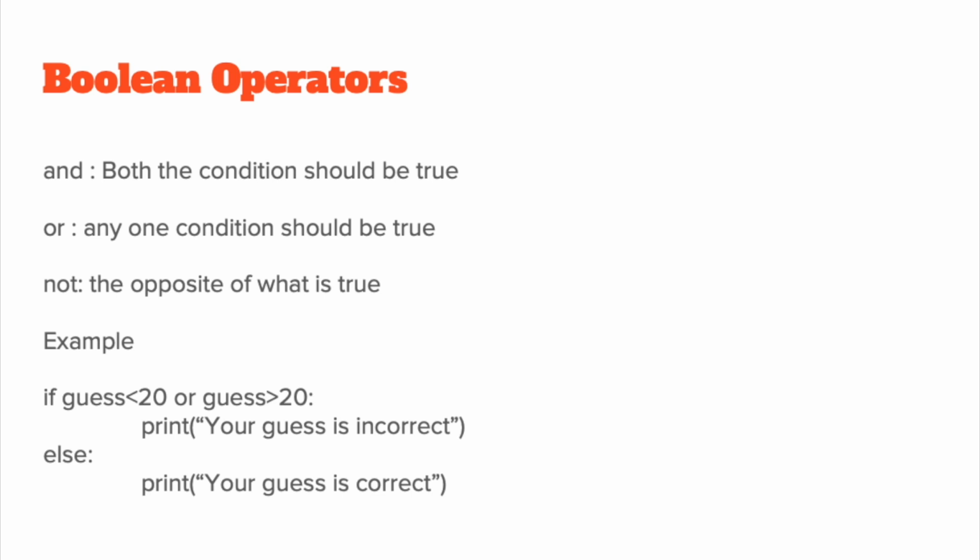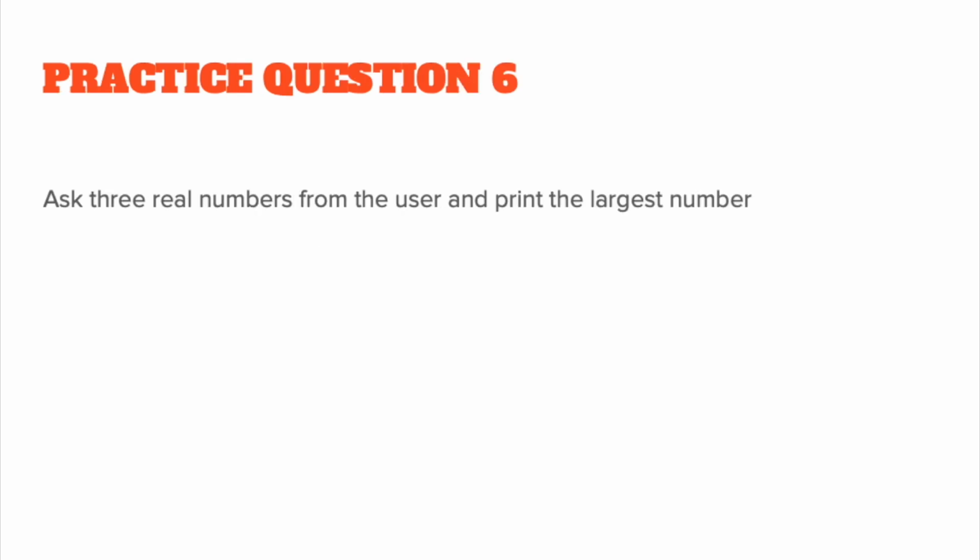Because if it's not less than 20 or greater than 20, then it's the correct answer. Now with practice question 6, you're going to practice this and you're going to use Boolean operators to solve it with a selection statement. So ask the user for 3 real numbers and then print the largest number out.